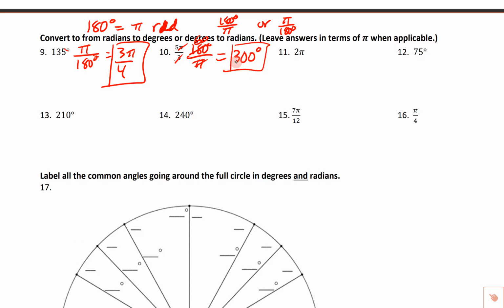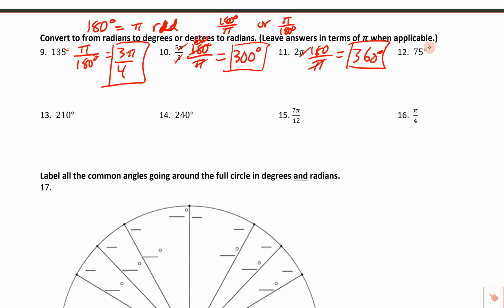Let's see, the next one, 2 pi. This one shouldn't be bad at all. I'm going to put 180 on the top. I'm going to put pi on the bottom. Those are going to cancel. Now we should know that 2 pi is all the way around the circle, so that's going to end up being 360 degrees. Piece of cake there.